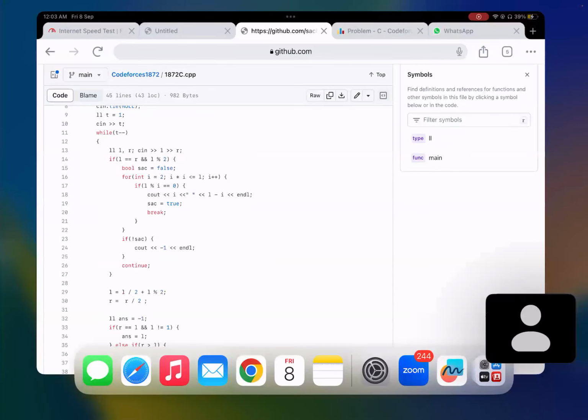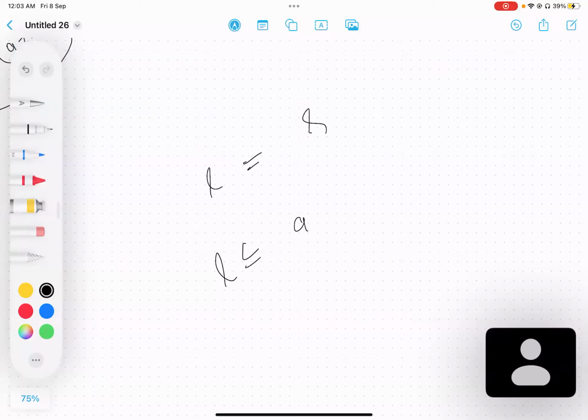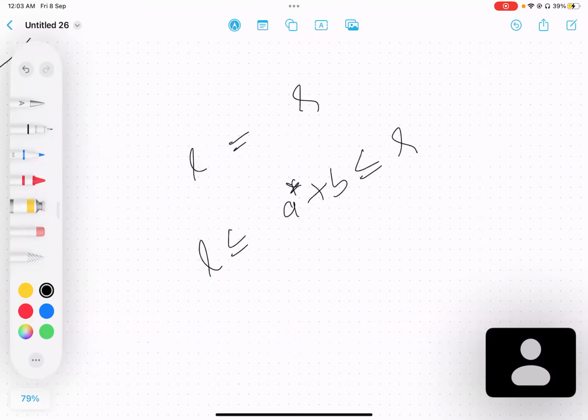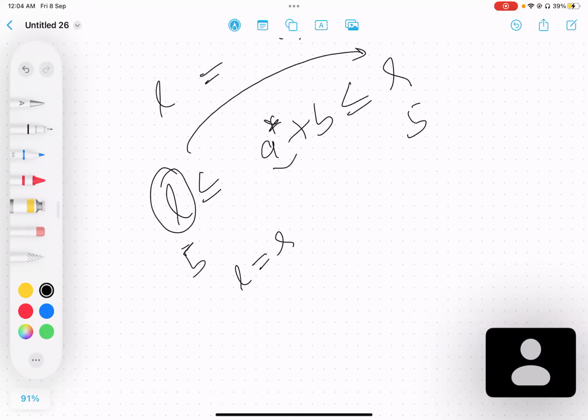What I am saying is, let's say L is equal to R. The condition was L less than or equal to A plus B less than or equal to R. Now, if we are given L equal to R, let's say this is 5 and this is also 5, then A plus B also has to be equal to 5, right? So A plus B should be equal to L equal to R.